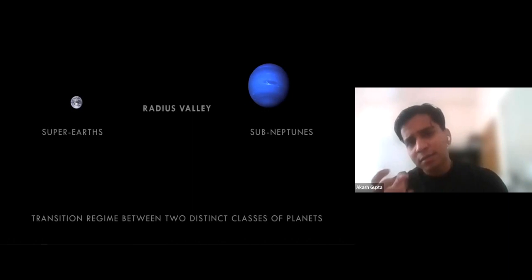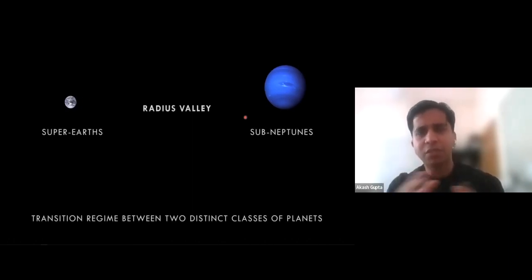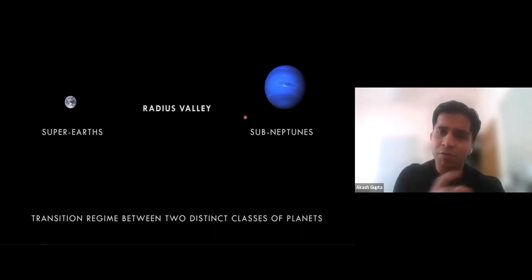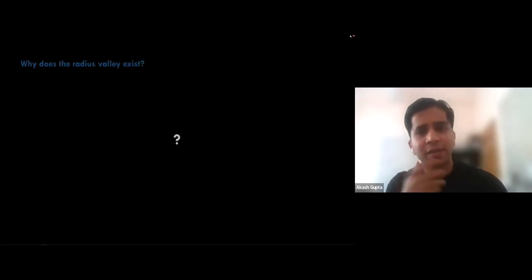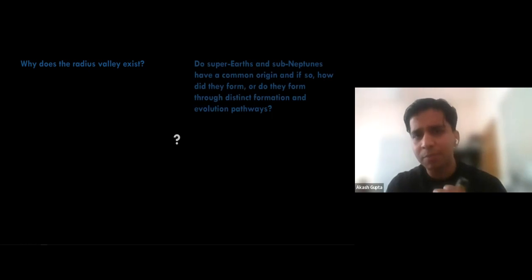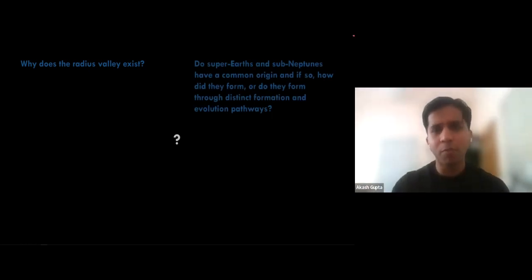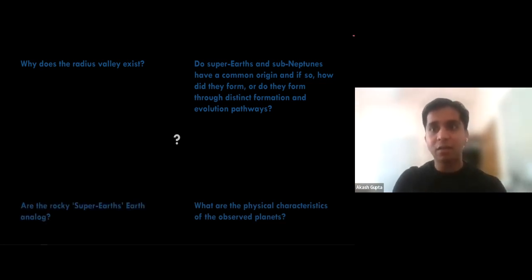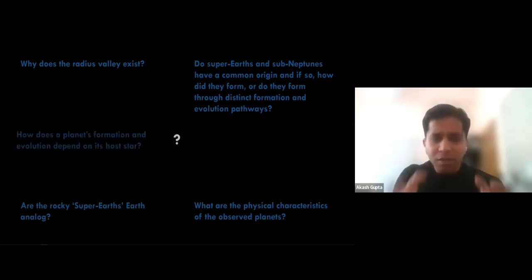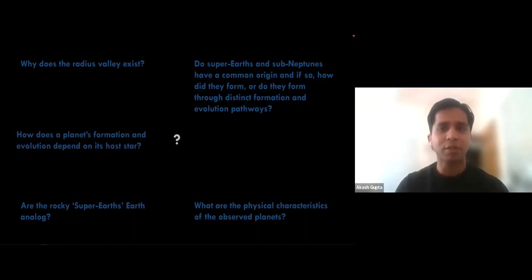So this is telling us that the Radius Valley is a transition regime between 2 very different classes of planets, from rocky super Earths to gas-rich sub-Neptunes. And this naturally makes us ask many questions. Why does the Radius Valley exist? Do super Earths and sub-Neptunes have a common origin? And if so, how did they form? Or do they form through distinct formation and evolution pathways? What are the characteristics of the planets we are observing today? Are the rocky super Earths, in fact, Earth analogs, or is there more to them? And how does the stellar environment influence a planet's evolution? And so on.